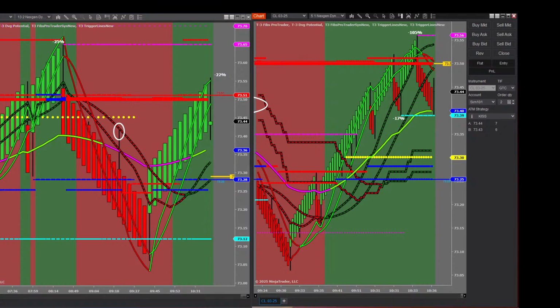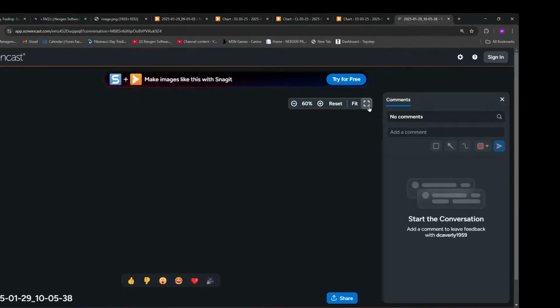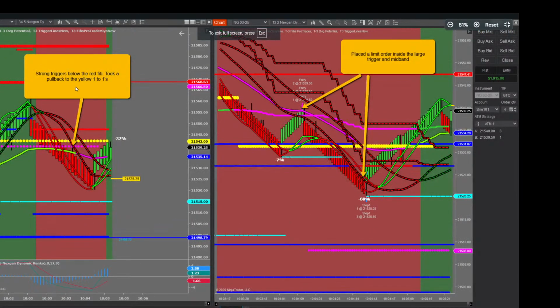Not a lot of pictures from you guys today, so I'm going to talk as much as I can on each picture. All right, we have Cav. Cav says, check it out, Mark. Strong triggers below the red fib. Took a pullback. You didn't take a pullback to the yellow 1-to-1s. It didn't even come close. But it did go right to resistance inside of triggers and made for a pretty awesome trade.